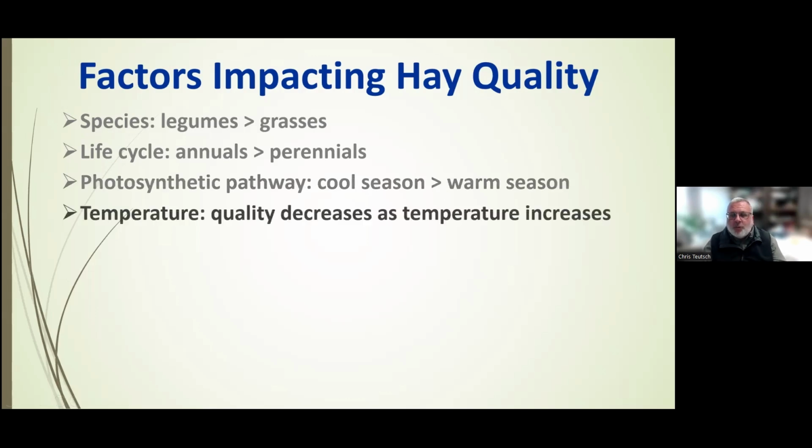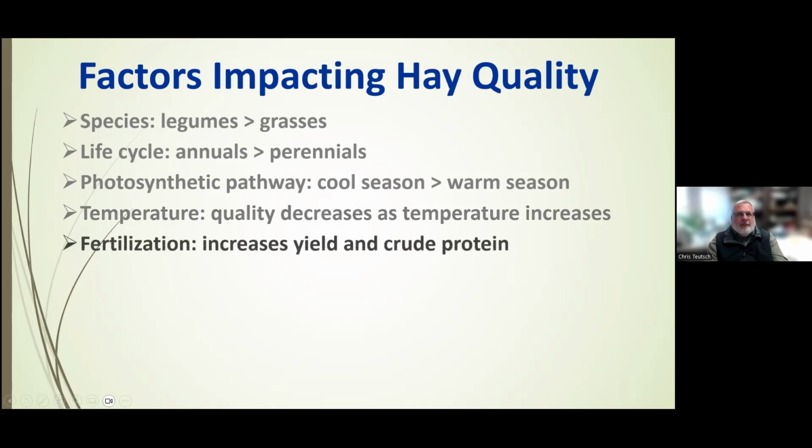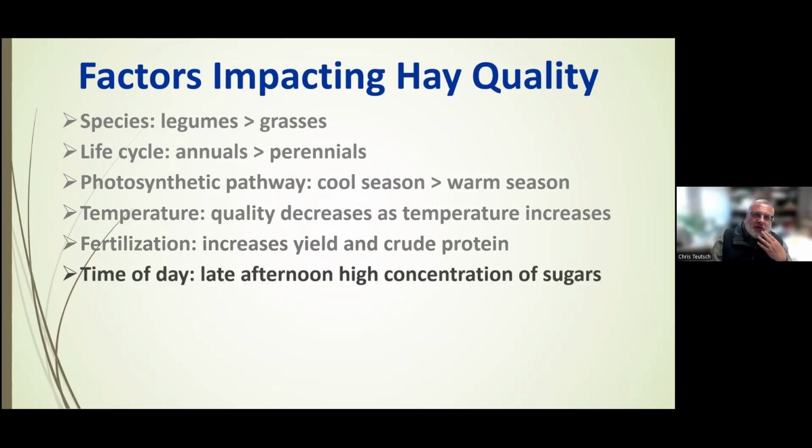Temperature negatively impacts forage quality. As temperature increases, we tend to increase the amount of lignin, which is a structural compound in the plant. And as the lignin goes up, digestibility of that plant fiber goes down. So as temperature increases, we tend to decrease the forage quality or the digestibility of forage plants. Fertilization can impact forage quality, mostly crude protein, but its biggest impact is going to be on yield or biomass production of that plant. And we'll talk more about fertilization in a minute.